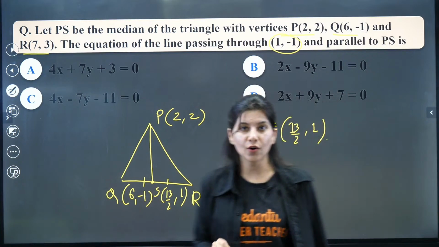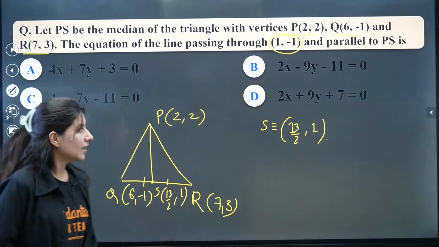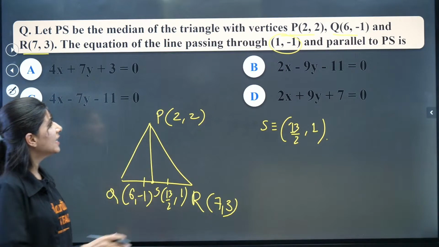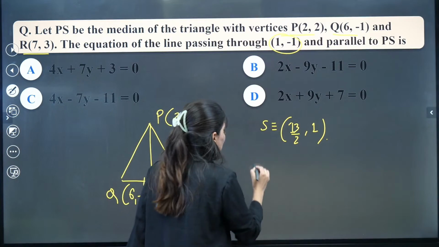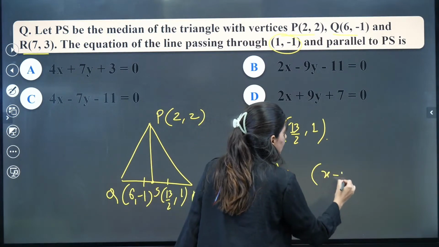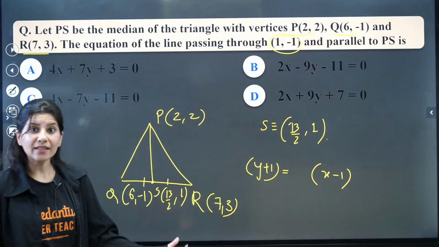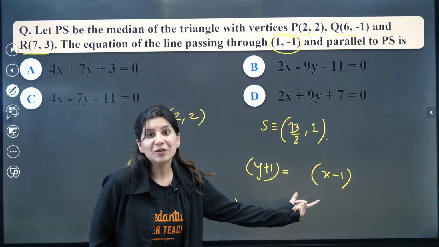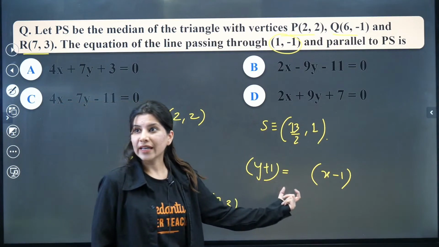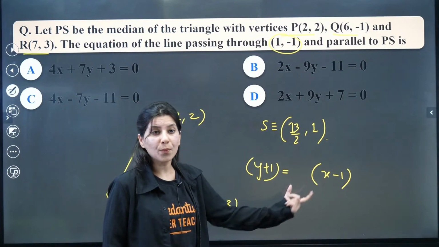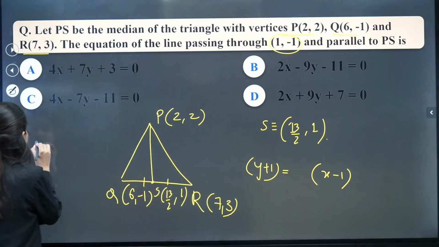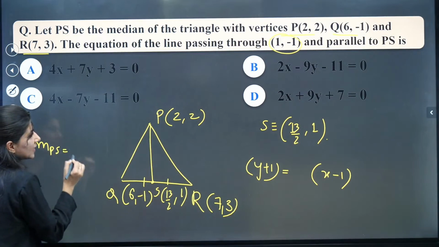This is your S, and this is your P. Now we are looking for a line which passes through 1, minus 1. So y plus 1 equals slope times x minus 1, and the line is parallel to PS. So we just need to figure out the slope. What is the slope of PS? Slope of PS is what we are interested in.